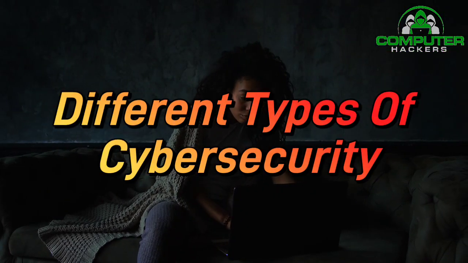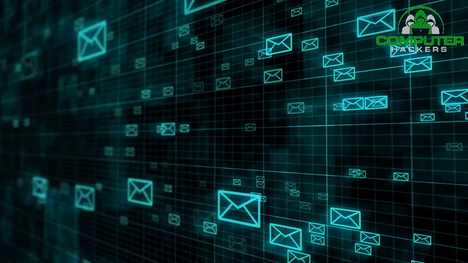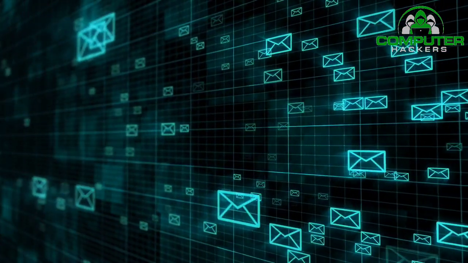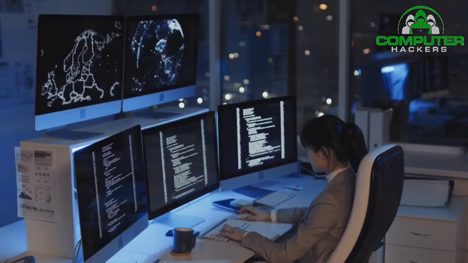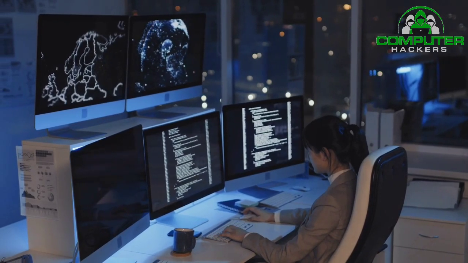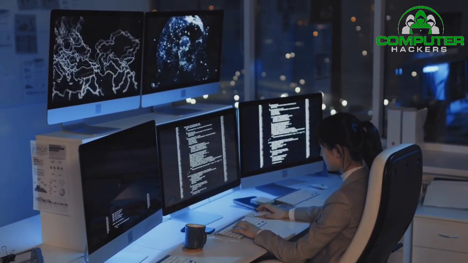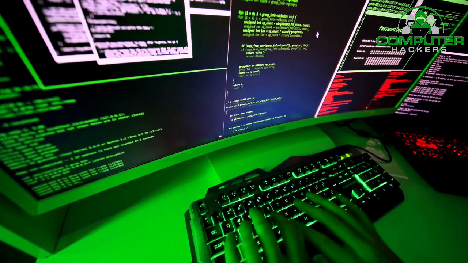Let's start. Different types of cybersecurity. Don't let your business be a victim of cyber attacks. Implementing cybersecurity measures will ensure that you and your business won't become a target. Why is cybersecurity important? We can't remain complacent when it comes to our privacy and security.